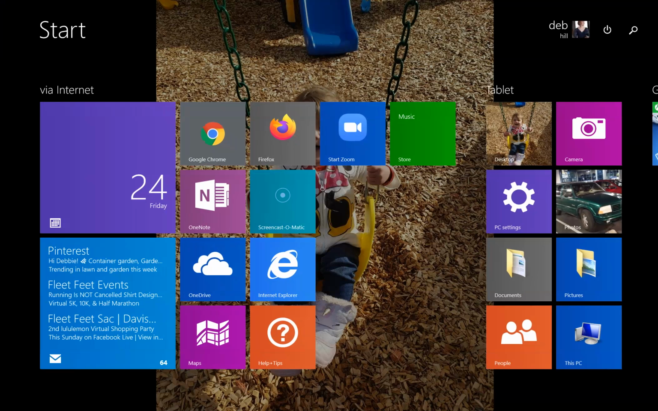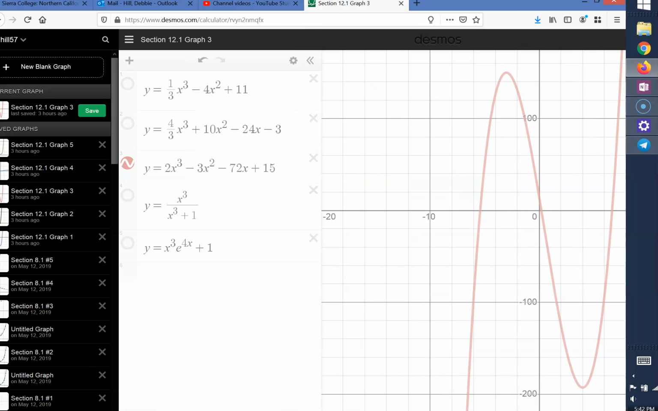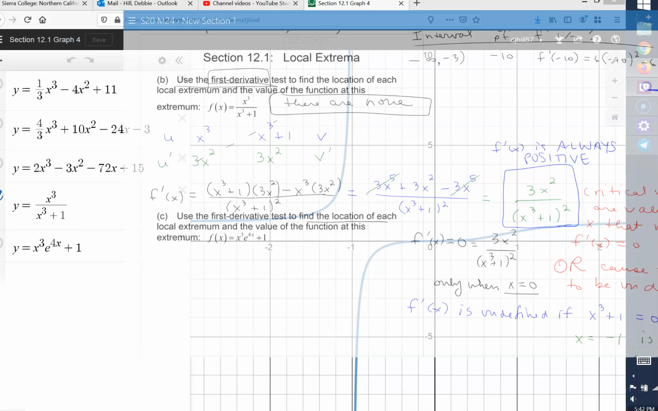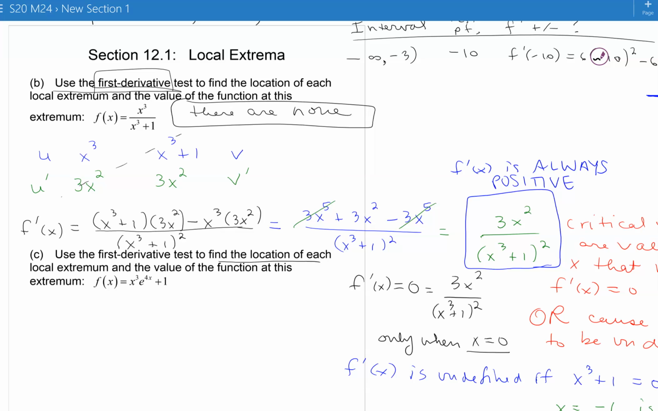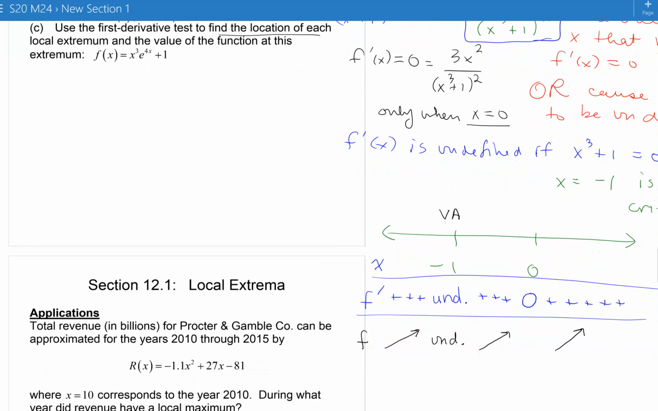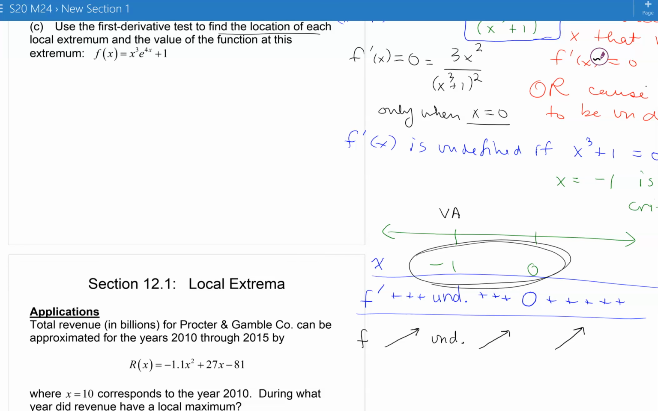Okay, so let's see what this graph looks like. So here's the graph. It has a vertical asymptote at x equals -1. To the left of that, it's always increasing. And then to the right of the vertical asymptote, always increasing. At x equals 0, we have a momentary flat spot, but then always increasing. So that problem, there are no extreme values. Okay, but there are two critical values. So if you were asked what the critical values were, you'd have to come up with 0 and -1. Okay, then let's look at this third example.